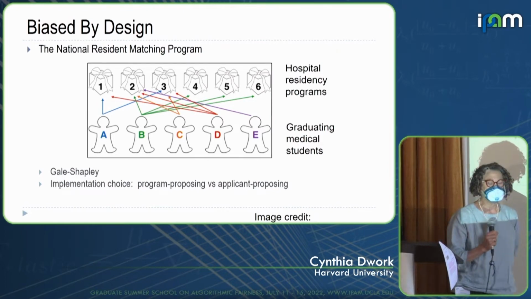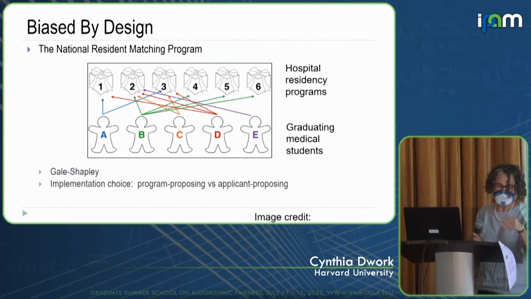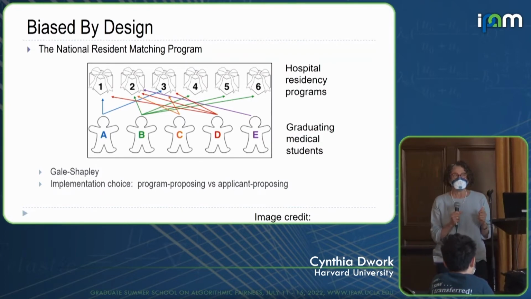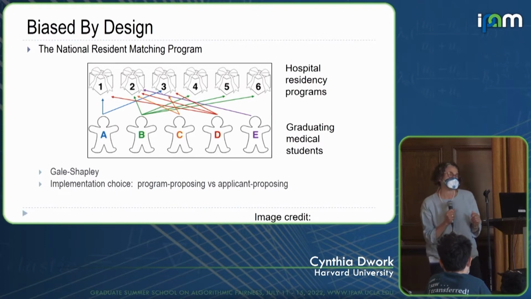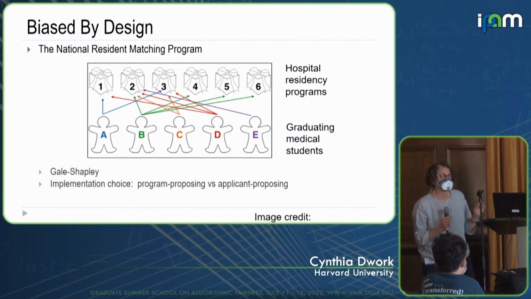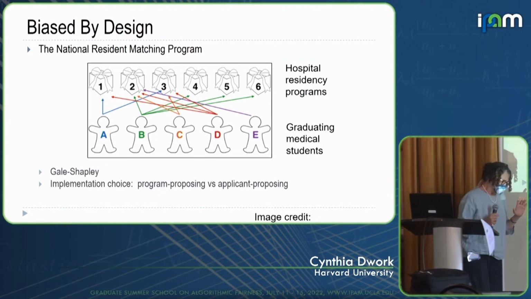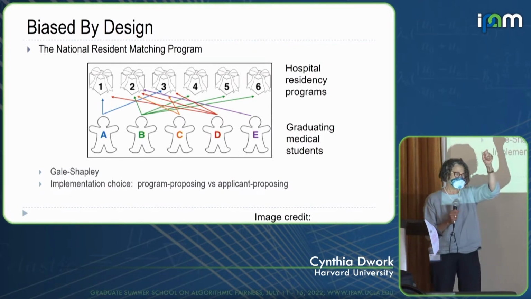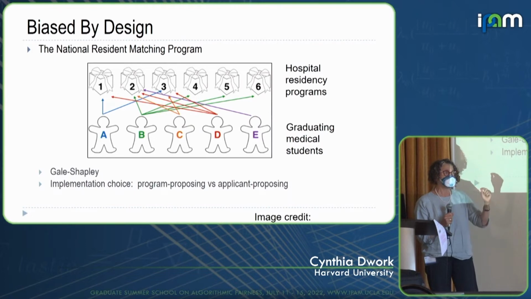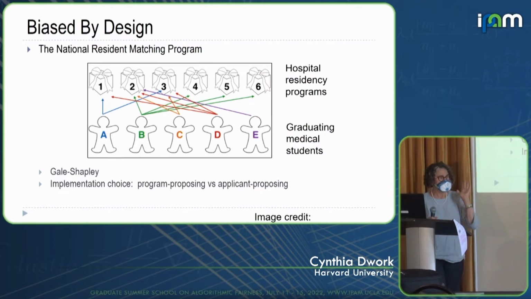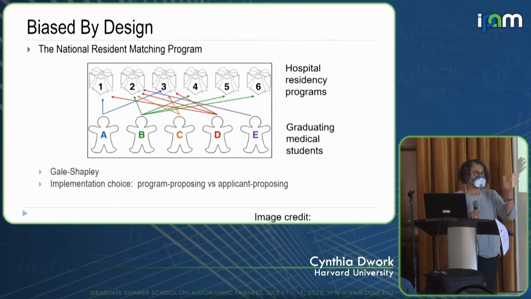So sometimes algorithms are biased by design. So this is making reference here to the medical school residency match program. Does anybody not know what that is? Great. Okay. So when people finish with medical school, they want to get residencies, and so what they do is they submit their preference order of the programs. The residency programs present orderings of the candidates.